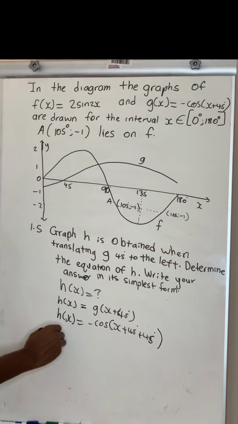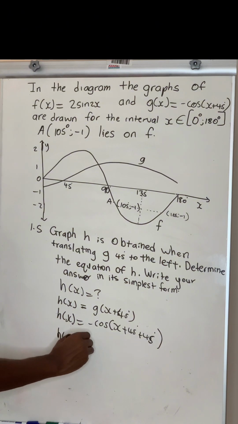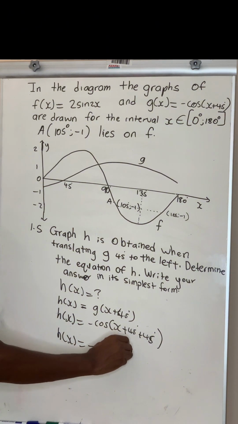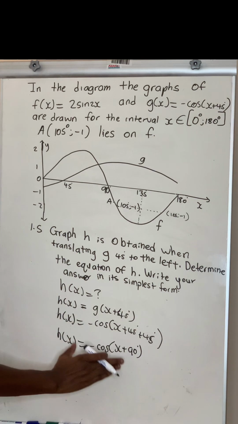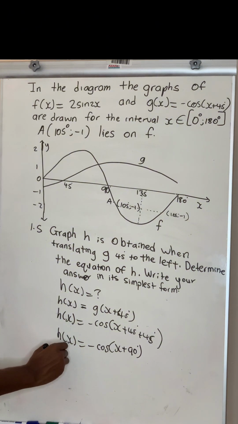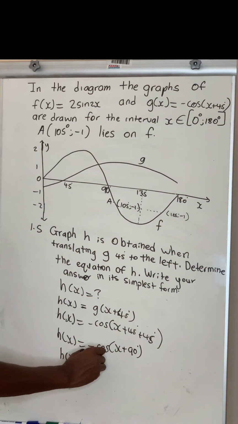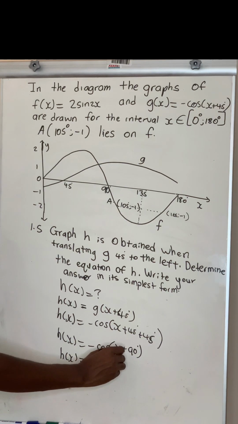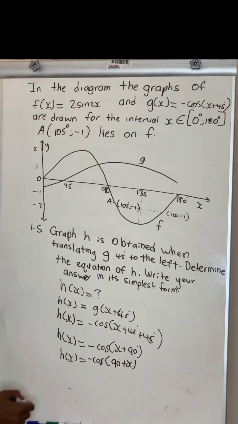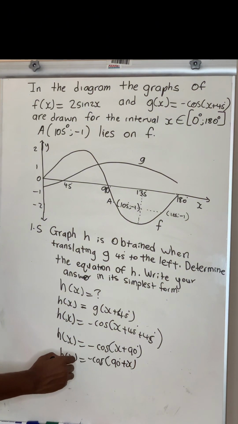So this is going to be h of x is equal to negative cos of x plus 90 degrees. But we are not done, because they asked us to write this in its simplest form. So let's just write this in a way that we are familiar with. Negative cos of, this is the same as saying 90 plus x. Now we have h of x is equal to negative cos of 90 plus x.